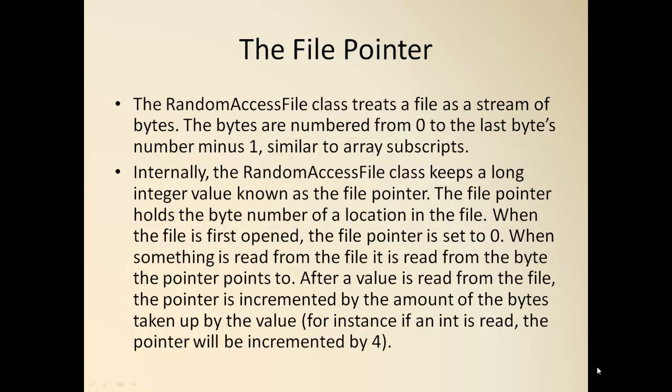Before we move on to reading from files, we first need to discuss the file pointer. The RandomAccessFile class treats a file as a stream of bytes. The bytes are numbered from 0 to the last byte's number minus 1, similar to array subscripts. Internally, the RandomAccessFile class keeps a long integer value known as the file pointer. The file pointer holds the byte number of a location in the file. When the file is first opened, the file pointer is set to 0. When something is read from the file, it is read from the byte the pointer points to. After a value is read from the file, the pointer is incremented by the amount of bytes taken up by the value. For instance, if an integer is read, the pointer will be incremented by 4.